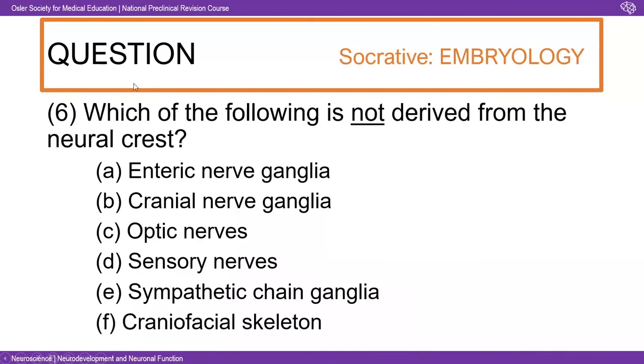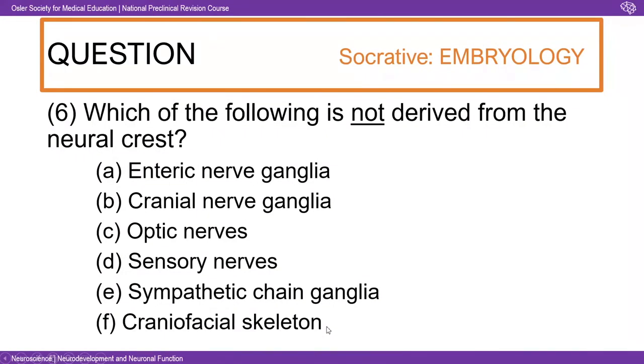I'm actually not going to open this question in Socrative because I really want to power through. I will give you a moment to think about it though. Which of the following is not derived from the neural crest? Enteric nerves, cranial nerves, optic nerves, sensory nerves, sympathetic nerves, or the craniofacial skeleton?